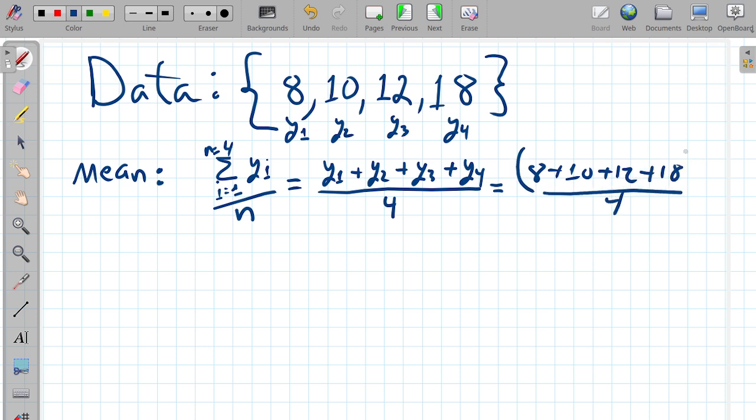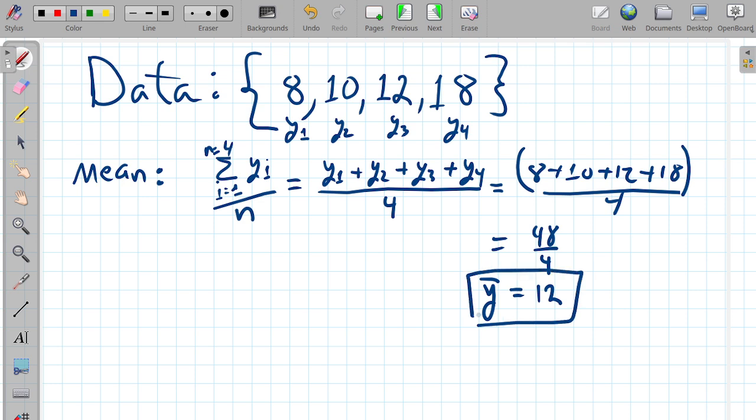Well, remember your order of operations. Let's add that stuff up first. So 18 and 18 is 36. This is 48, divided by 4. So we know that y bar then is 12. There we go. That's our average value.